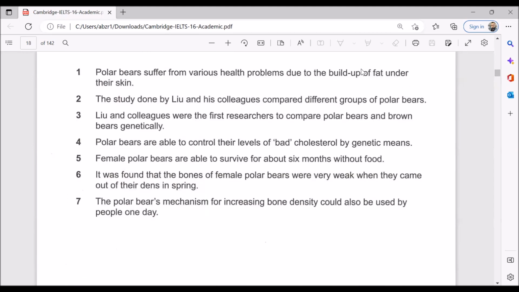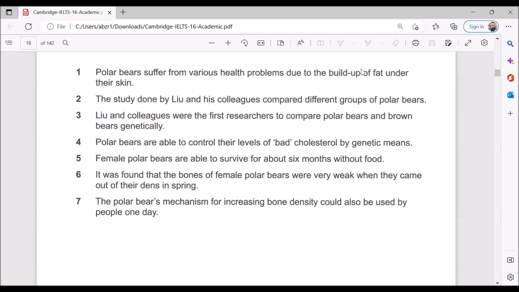It was found that the bones of the female polar bear were very weak when they come out of their dens in spring. Now, it's false, because the bones are not very weak even when they come out of their dens in spring. But that's not the scenario with the brown bear. They have to reform their bones, but not the polar bear. This information is false because they do not have weak bones.